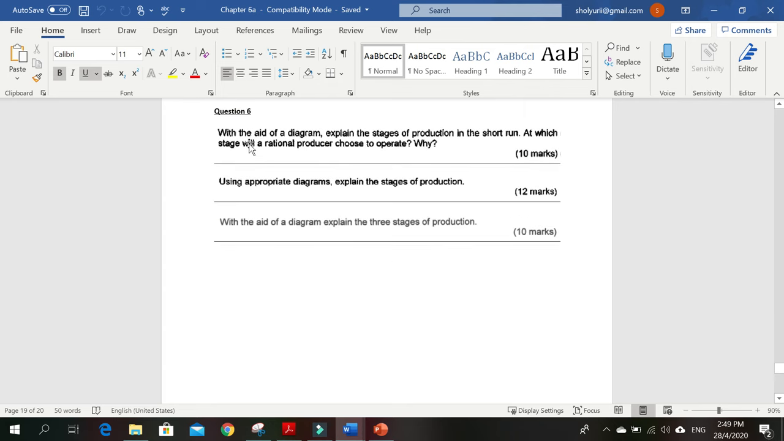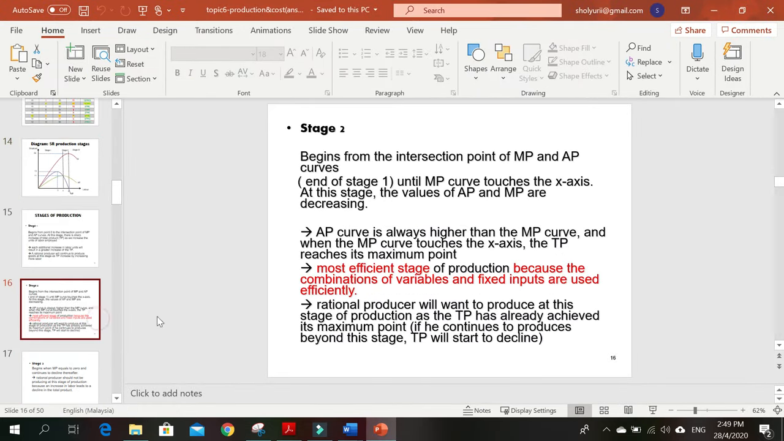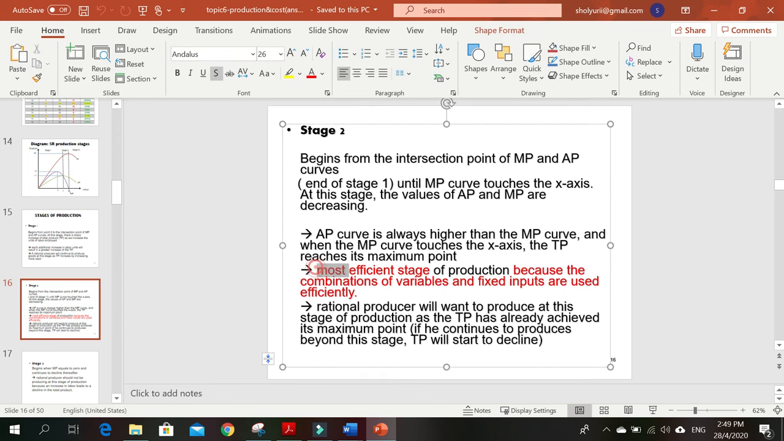Okay. With the aid of diagram, explain the stages of production in the short run. At which stage will a rational producer choose to operate? Why? Ini sama je sebenarnya macam soalan 3 tadi. Explain these 3 stages too. With the aid of diagram, that you must draw this diagram. And explain the stages, and the efficient stage is at stage 2.